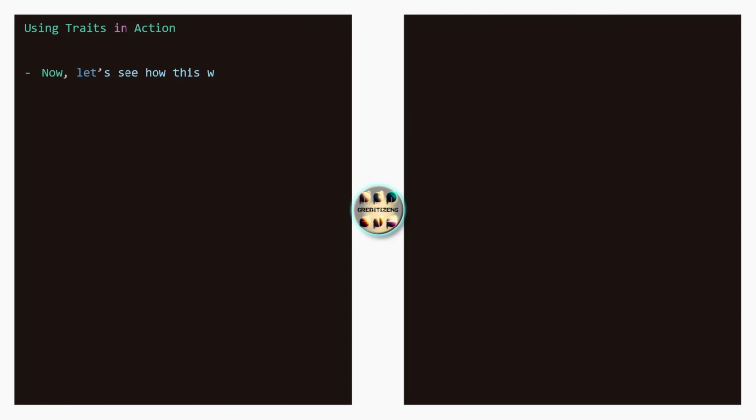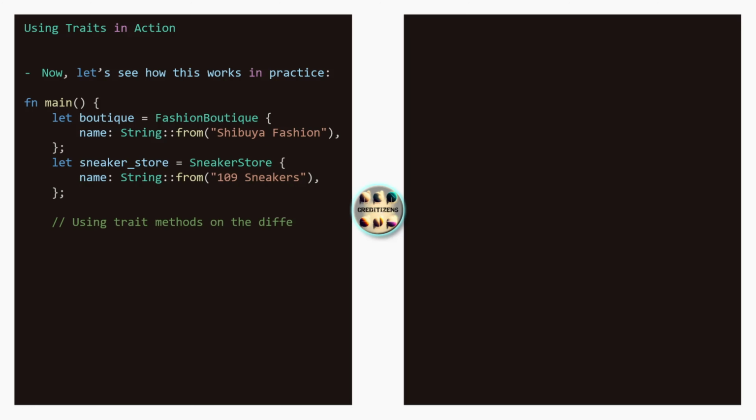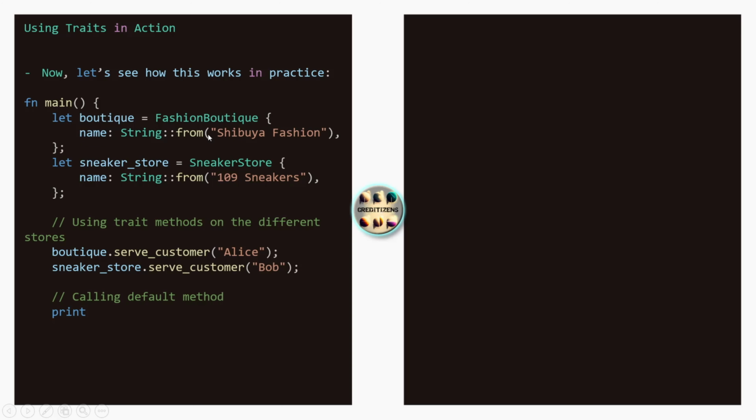Using traits in action. So how would we use it in our main function? Just before compiling, how would we call those? Here is an example of how we're going to be instantiating those structs. So those structs are defined with a name. So boutique is of type fashion boutique, so we have the name. Here instead of a salesperson, we put the name of the store. Same here, sneaker store. We use here 109 sneaker store. So you can use it in different ways.